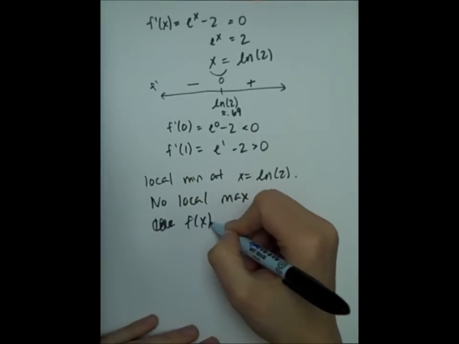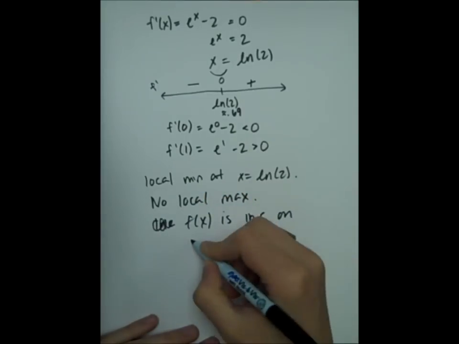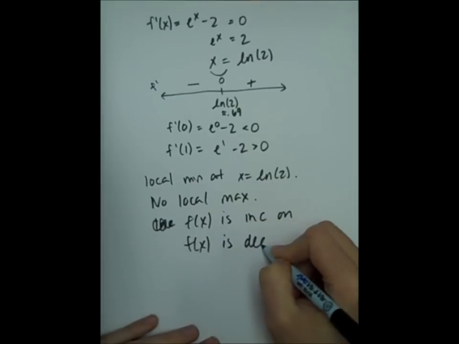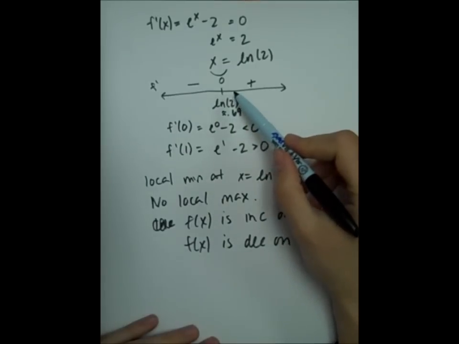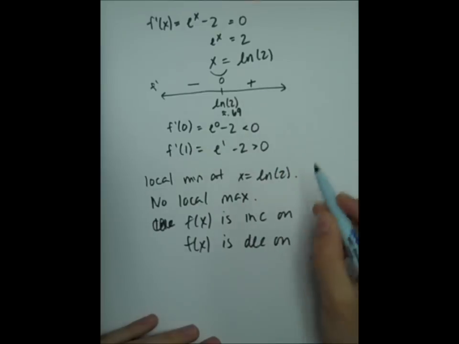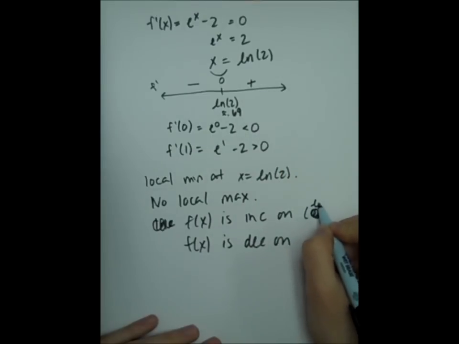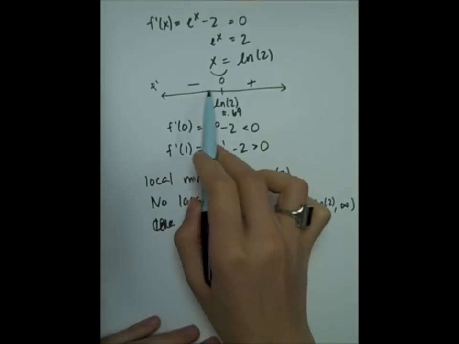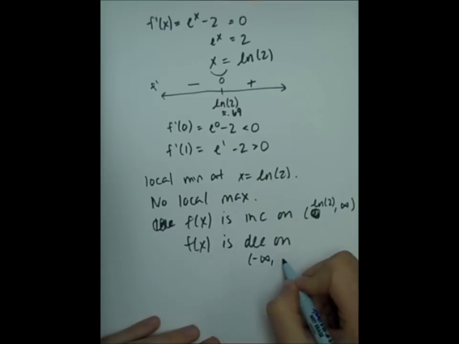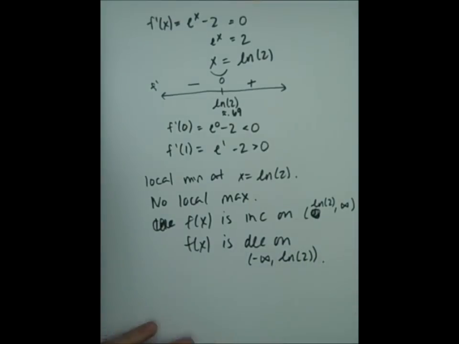Where is f of x increasing, and where is f of x decreasing? Increasing corresponds to where the derivative is positive. So it's positive from natural log of 2 onwards, so natural log of 2 to infinity. Decreasing would be this area over here, so negative infinity to the natural log of 2. So from this number line, we're able to just read off everything. So let's do one more here.